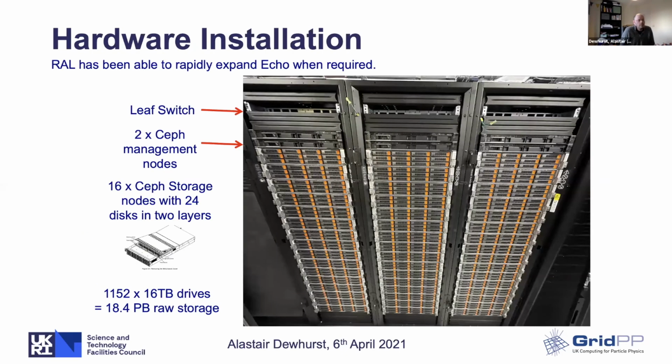Okay, so just to highlight, and this happens to be this year's procurement that we have at RAL, and it's literally this. We can just buy racks and install them of the storage nodes as we do, and they're all the same. We've got a leaf switch at the top, a couple of Ceph head node type things, and then a bunch of storage nodes. And overall, those three racks provide 18.4 petabytes of raw storage. And literally, if we needed more, we just buy more racks. And that's how it is.